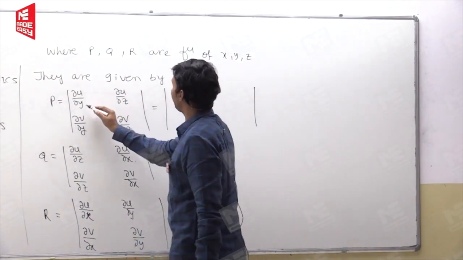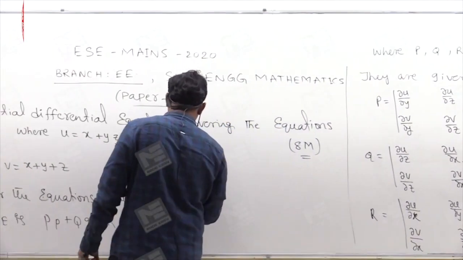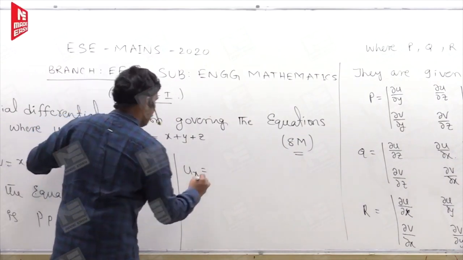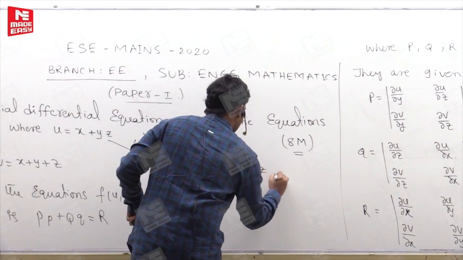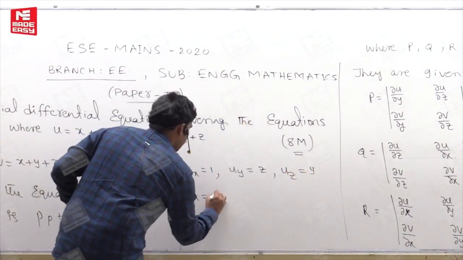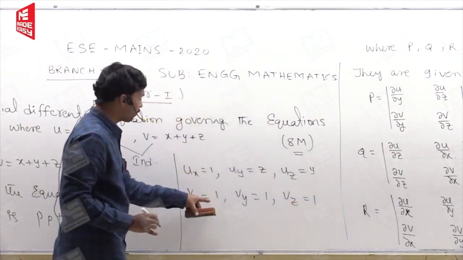What is ∂u/∂y? So what is u here? Now let me write here: ux is equal to 1, uy is equal to z, and uz is equal to y, and now vx is equal to 1, vy is equal to 1, vz is equal to 1. These are all the partial derivatives.